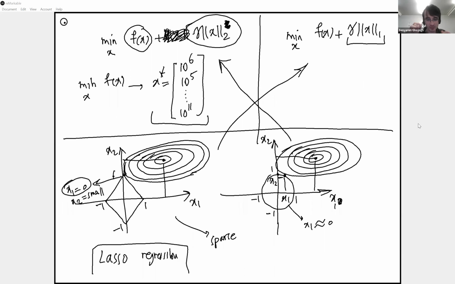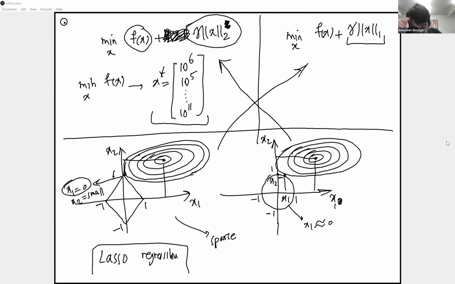That's why this justification makes more sense when you have a huge dimensionality. Of course, when you touch one of the corners, many of the elements will be 0. Here, one of the elements became 0, but when you increase the dimensionality, many of the elements become 0 at that solution. That's why it's sparse. Is it clear? Yeah, it's clear. Great.